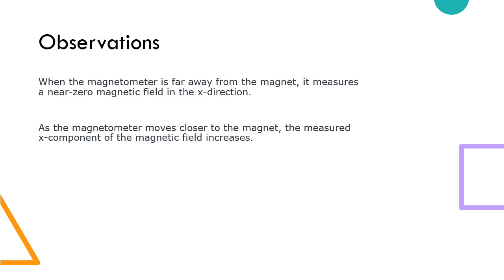Observations. When the magnetometer is far away from the magnet, it measures a near zero magnetic field in the X direction. And as the magnetometer moves closer to the magnet, the measured X component of the magnetic field increases.